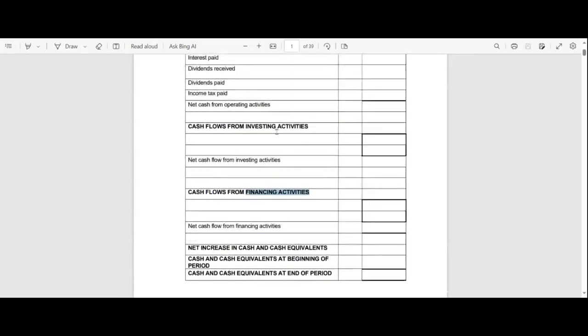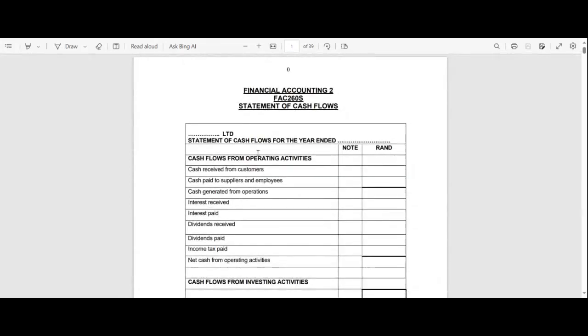Okay, so now let's go and look at those three sections, ladies and gentlemen. Let us start with the operating activities part. The operating activities.